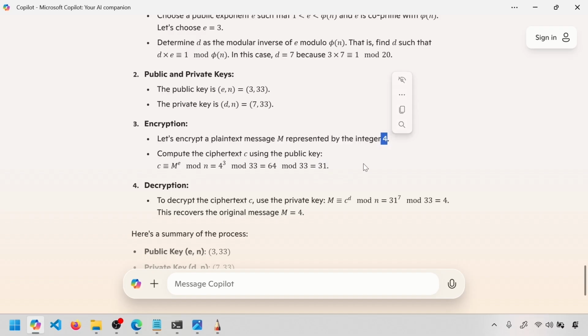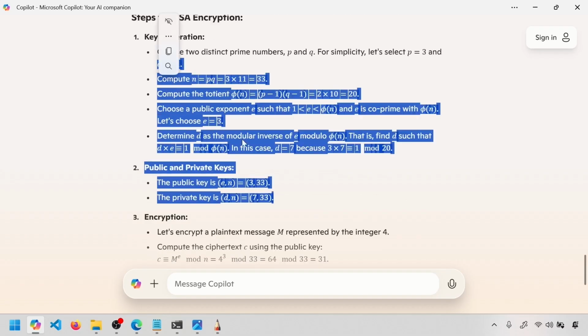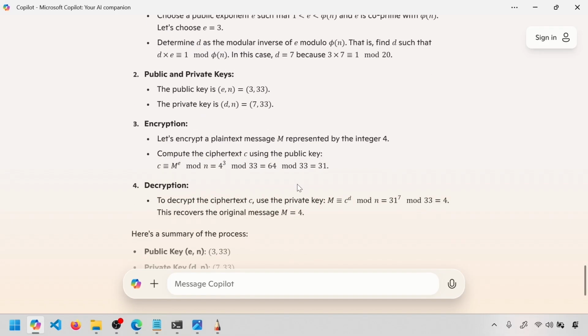That's the idea. And what are the numbers used? Of course, M is used, which is the 4 itself. Then E and N. N is 33 and E is 3. We don't know how they got obtained. That is what is explained here. If you want, you can pause and look. Not a big deal. We'll get into it. But for the time being, E and N are used.